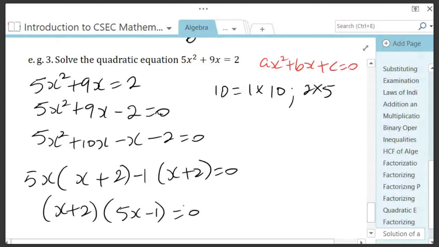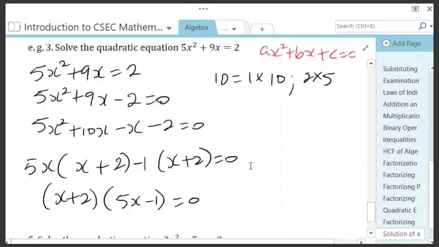Okay, so after you factorize the quadratic equation, this is what we were doing earlier in the class. We take the linear factors here and equate them to 0 and solve for x. So let's do that.